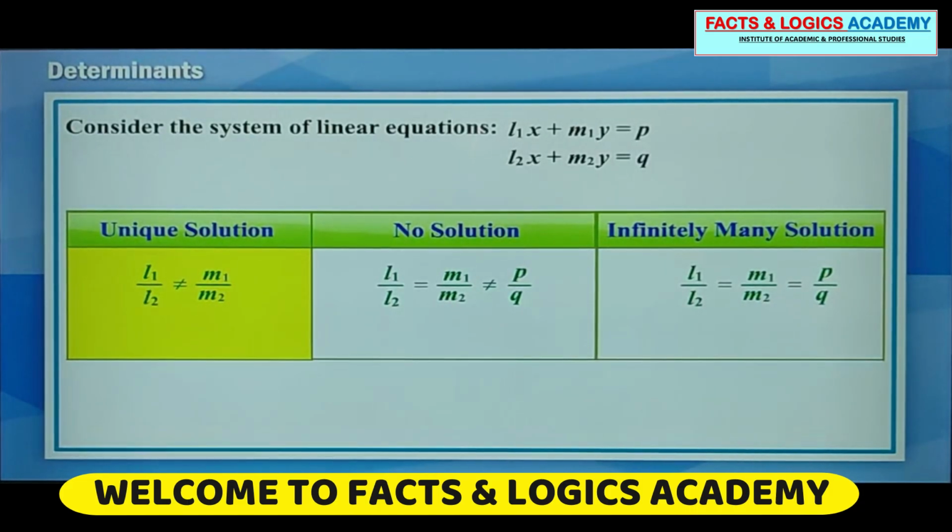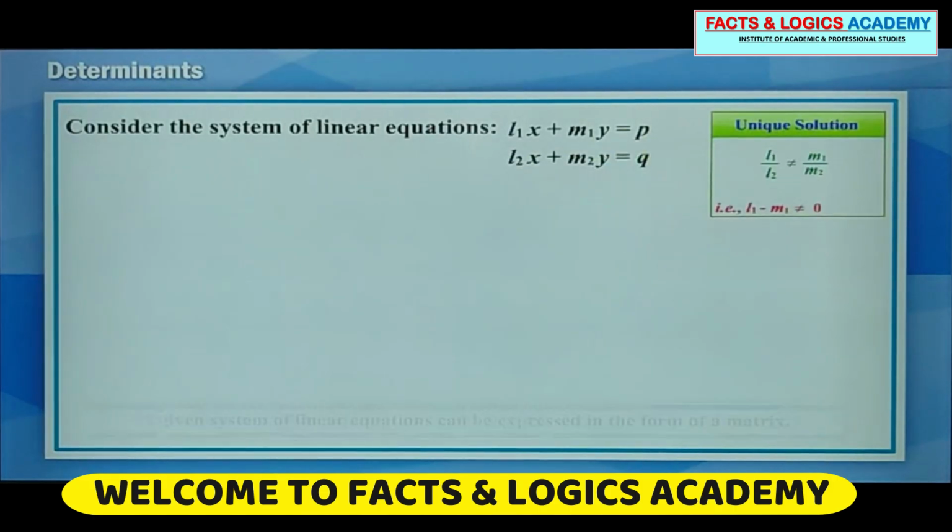The given system of linear equations will have a unique solution if L1 upon L2 is not equal to M1 upon M2, that is, if L1 into M2 minus L2 into M1 is not equal to 0, then the system will have a unique solution.